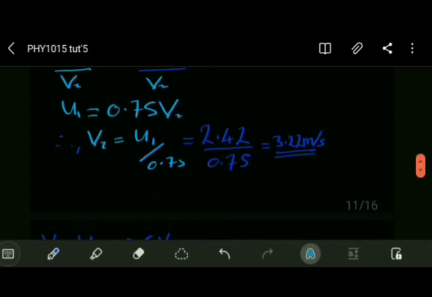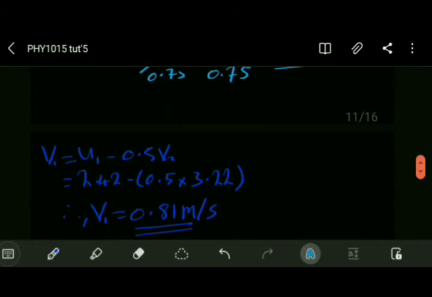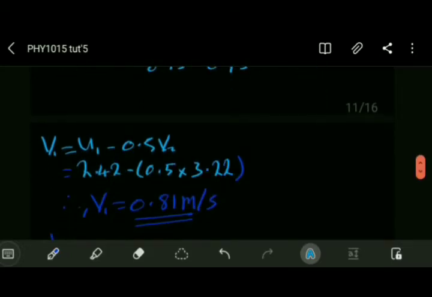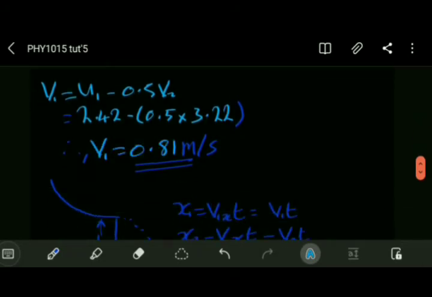Okay, so this has actually helped us to find v2, which is the final speed of the smaller block. So we now know the final speed of the smaller block. Let us now find the final speed of the bigger block, which is v1. We know that from equation 1, we have v1 equal to u1 minus 0.5 v2. u1 is known, minus 0.5 times the v2 we just found. Simply substitute 3.22 and we get v1 as 0.81 meters per second. So this is the final speed of the bigger block, which is our m1 here. So now we know their final speeds.